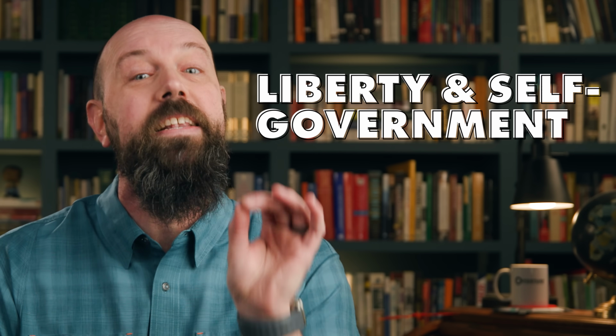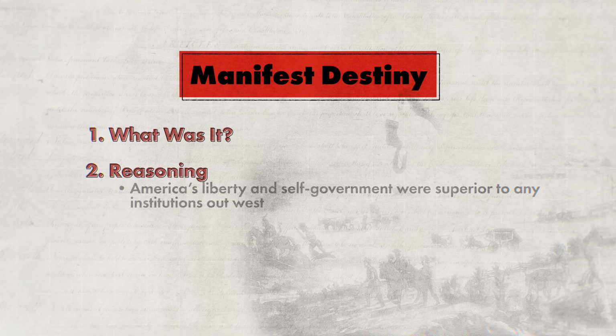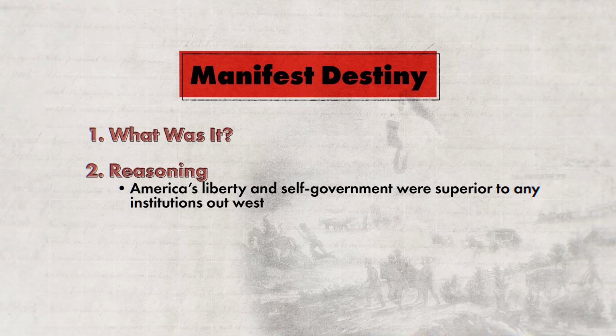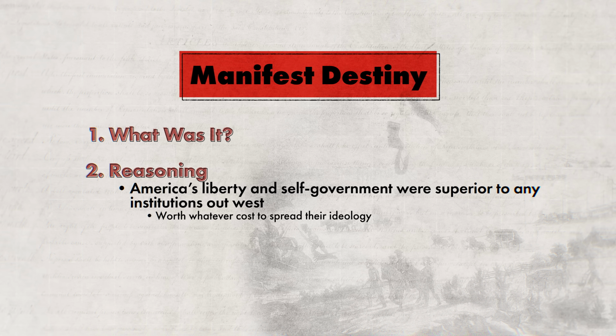Like, the reason why the United States has been tasked by God to claim the whole North American continent is because they are the ones with liberty and self-government. Okay, so according to manifest destiny, American freedom and its forms of government are so superior to any institutions found in the West that it's worth whatever blood and money it costs to spread it as far as the Pacific Ocean.